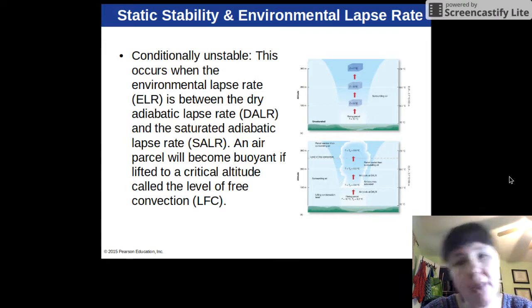And we left off on conditionally stable, and we said that conditional instability occurs when I have parts of time where my environmental lapse rate is warmer than my adiabatic lapse rate locations. And so I have spots in the atmosphere where the air parcel is warmer than the environment, and then other parts where the air parcel, the air that's rising or lifting, is cooler than the environmental surrounding air.